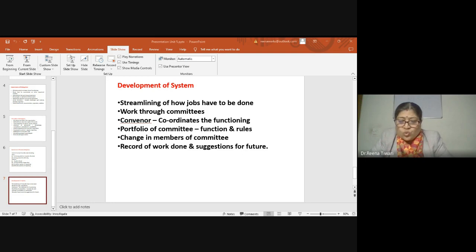And the third one is, what is the expectation? That means when the head teacher is communicating something, what he or she is expecting, whether whatever he or she has communicated has been understood by the individuals or not, and they are understanding it, doing the functions properly, and responding in the positive way. So a communication process needs three basic things.